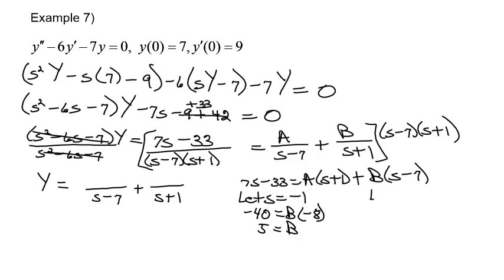And then another good substitution would be to let s equal 7. 7 times 7 is 49. 49 minus 33 is 16. And I'd have a times 8 plus b times 0, so b is gone. And we get quickly a equal to 2. So now we know to use y equals 2 over s minus 7 plus 5 over s plus 1.